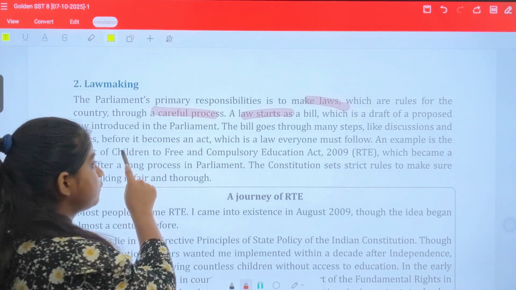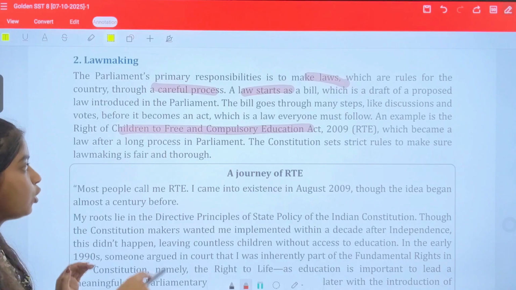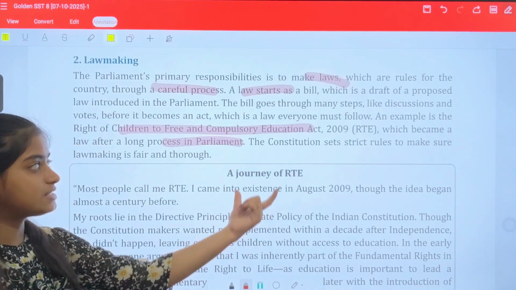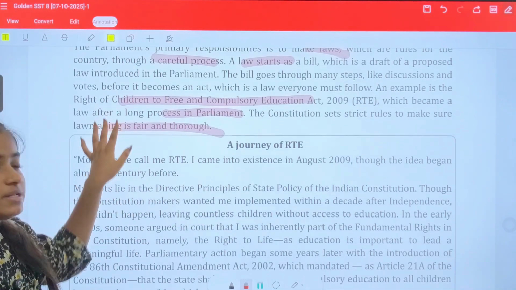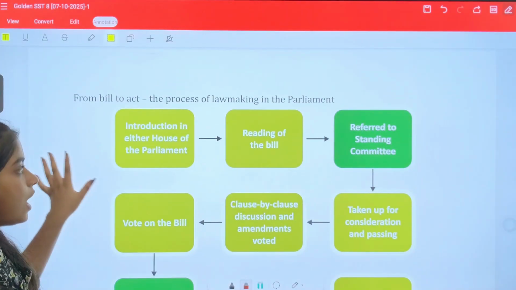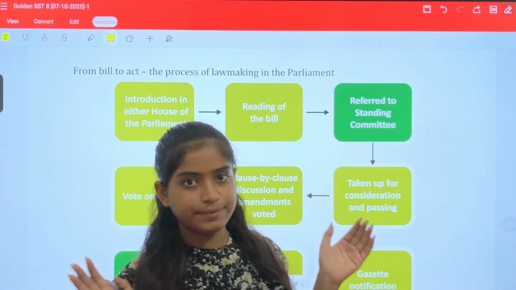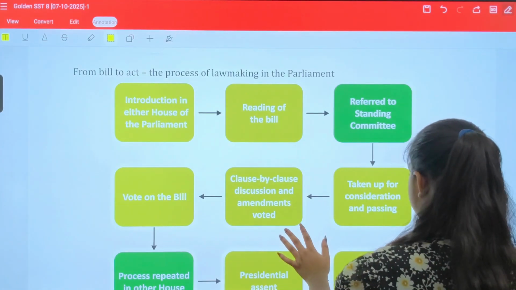An example is the Right of Children to Free and Compulsory Education Act 2009, which became law after a long process in Parliament. The Constitution set strict rules to make sure lawmaking is fair and true, because it affects the entire country's progress. Now, how is any bill actually implemented? The process of lawmaking in the Parliament is how a bill becomes an act.